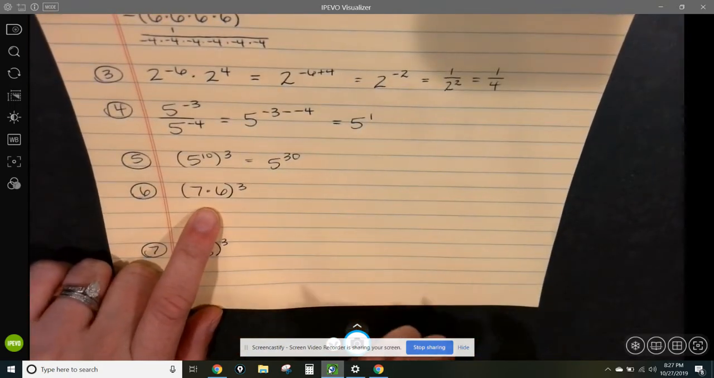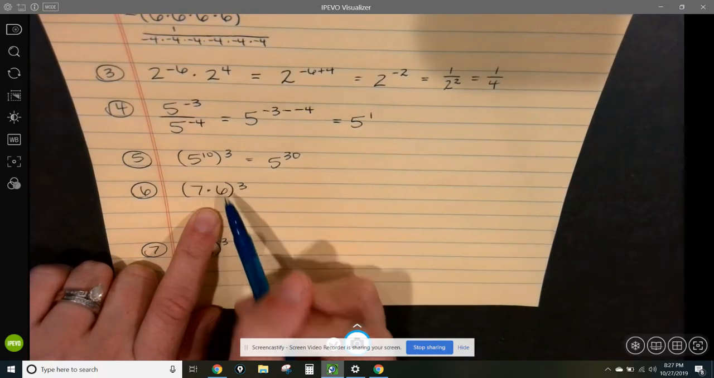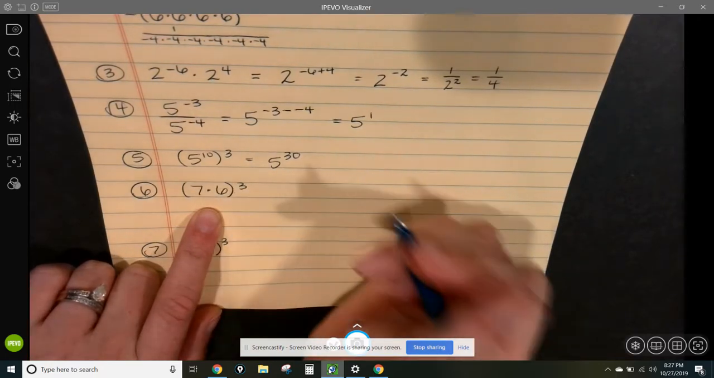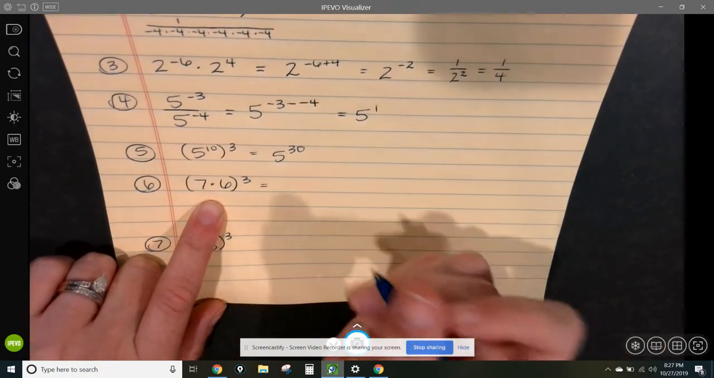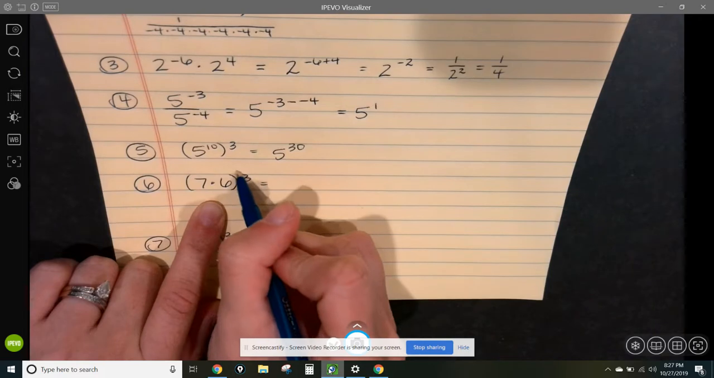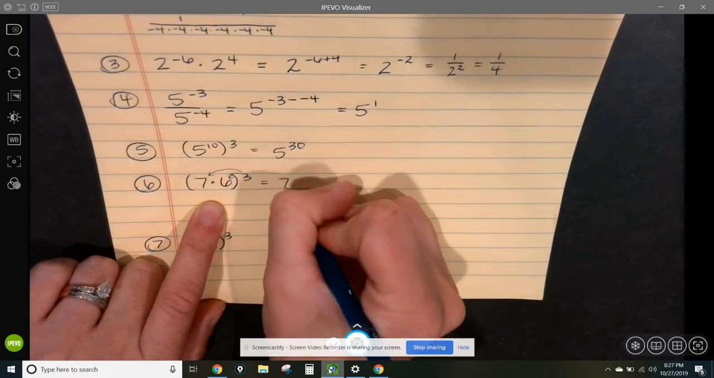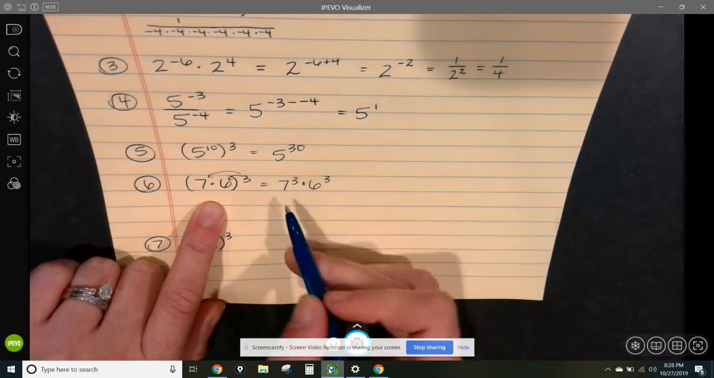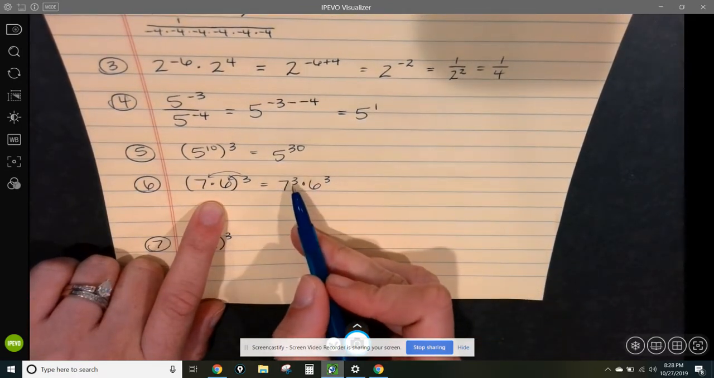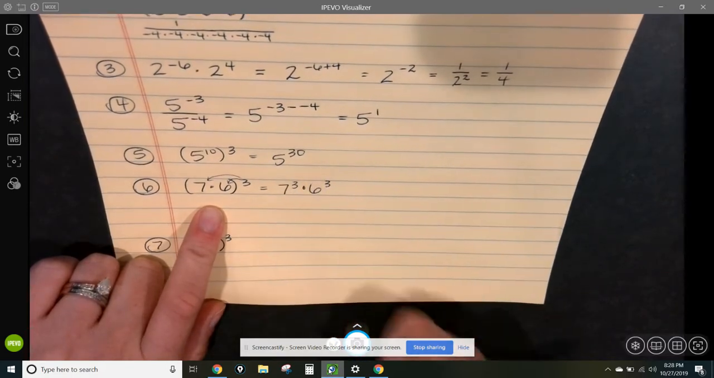Number 6, another one of the rules. You have an exponent that's being applied to two things inside the parentheses. On this particular problem, I looked at the answer, and they just want you to show that you applied that exponent to both pieces. So they want you to write 7 to the 3rd times 6 to the 3rd. They didn't actually want you to figure out what 7 to the 3rd is or 6 to the 3rd. You can just leave it like this.